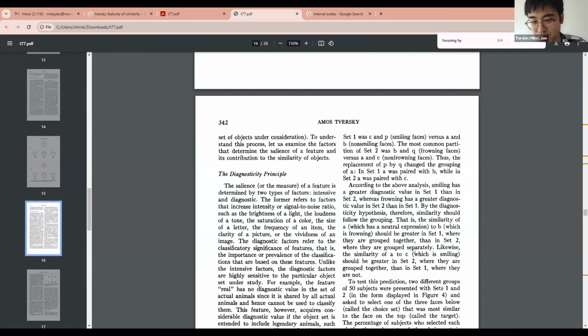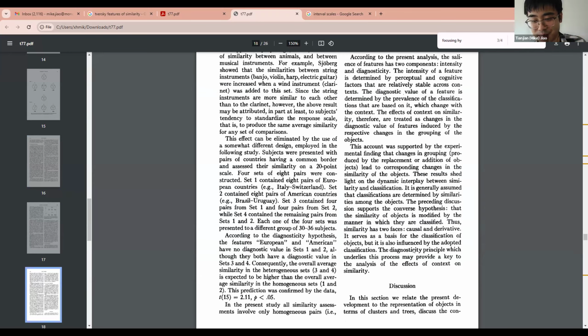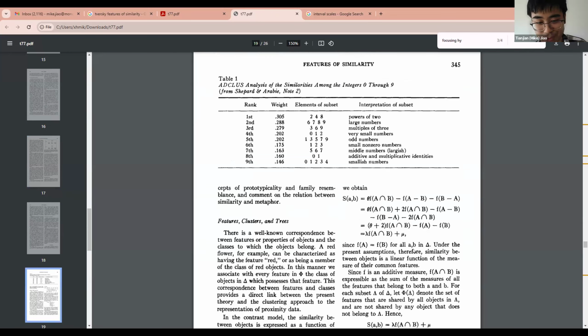Tversky also talked more about the sort of clustering and prototypes in the rest of the paper, but once again, I only have the hour. I wasn't able to finish all of it. So I will end the summary here.